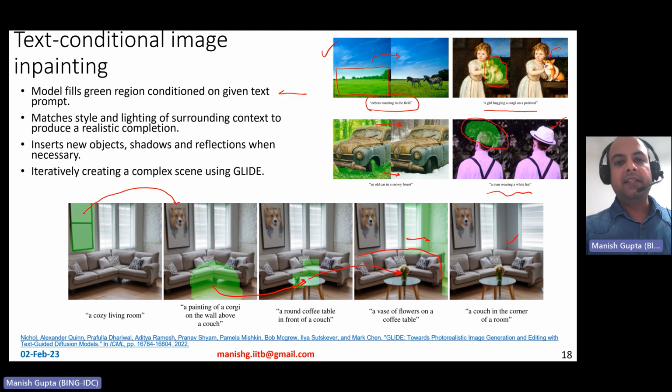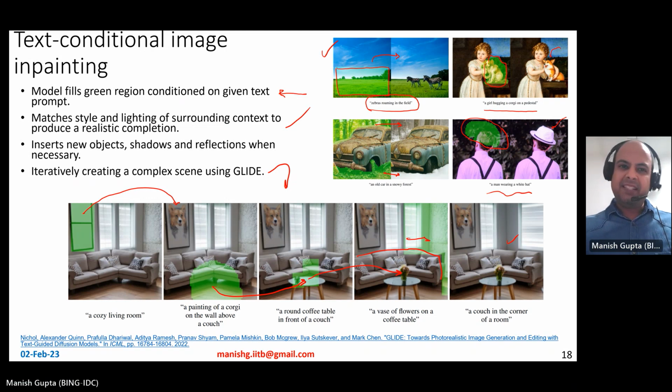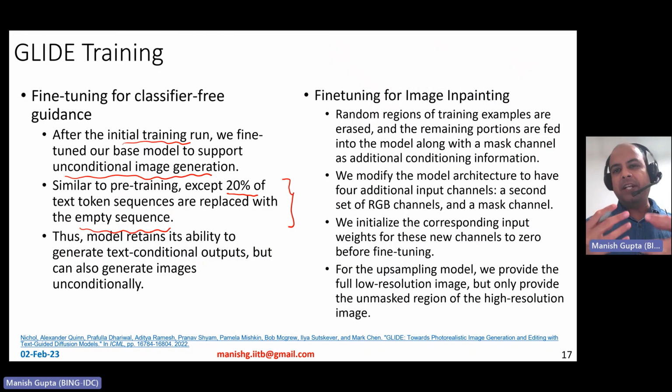So the human marks a green region and also provides a text, and the model fills the green region suitable to the text. While doing so, of course, the model retains the style and the lighting and inserts the new object with shadows and reflections. This can be iteratively used to create complex scenes, as you see. But again, the model has to be fine-tuned to do this.